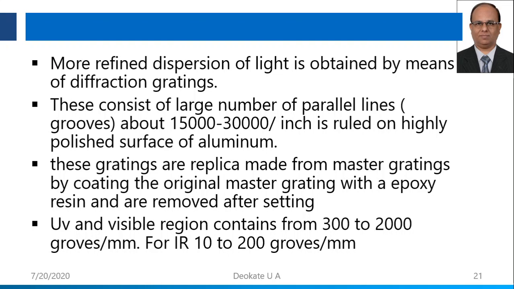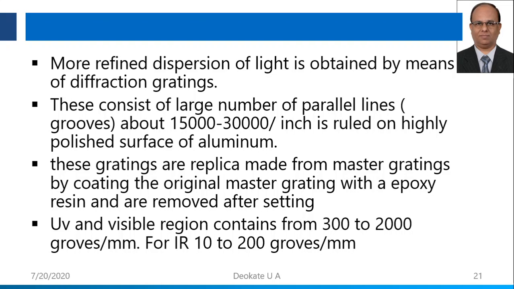Generally they are called master gratings because they are coated with epoxy resins. Why are they called master gratings? Because these aluminium surfaces may get oxidized when they are exposed to the atmosphere, and that causes blackening on the surface of these devices. That can be prevented by coating these surfaces with epoxy resin, and therefore they are called master gratings. Either we can use aluminium or we can use gold for this purpose. Gold is also a polished surface where we can prepare the parallel grooves.